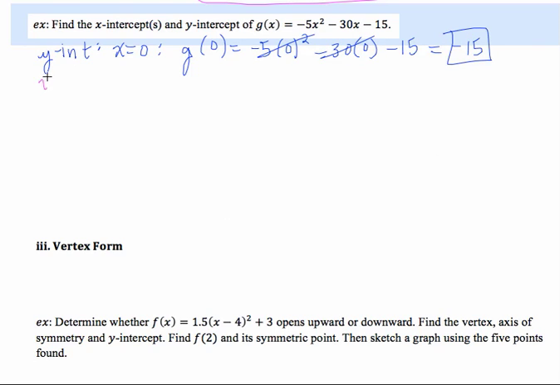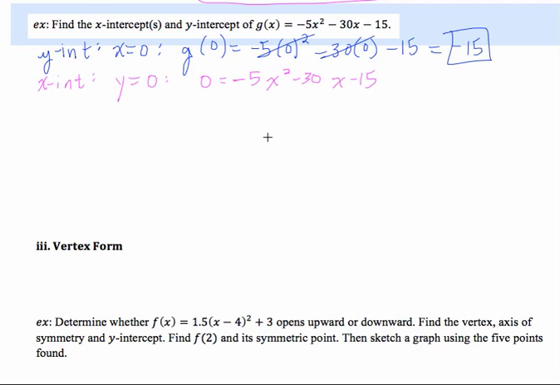And for your x-intercepts, which occur where y is 0, now this takes a little bit of work because we have to solve this quadratic equation. Generally, you can use any method you want. If it factors, that's nice. That's what I would do. If it doesn't factor, I'd probably use the quadratic formula, but you could also complete the square.